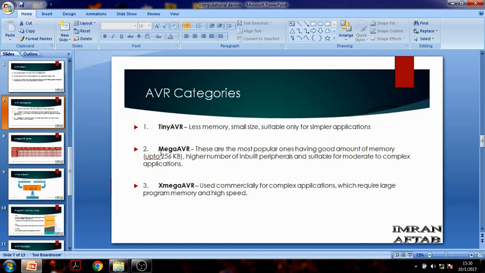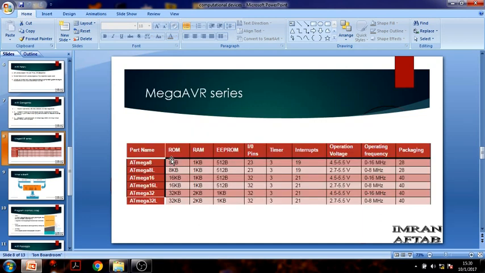So here we will focus on mega AVR, and XMega is commonly for complex applications which require large program memory and high speed. Generally, it is used in industries. And mega AVR is generally used for moderate applications, or you can even say it is generally used for study purposes. Then in mega AVR we have various microcontrollers, like ATmega8, ATmega8L, ATmega16. Here we are going to use ATmega8.